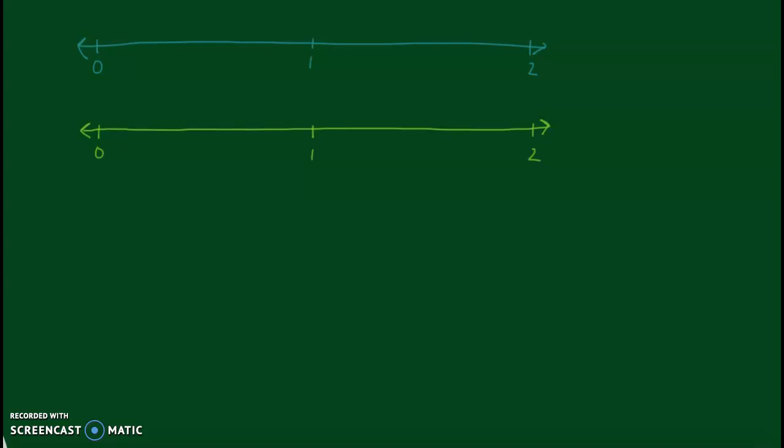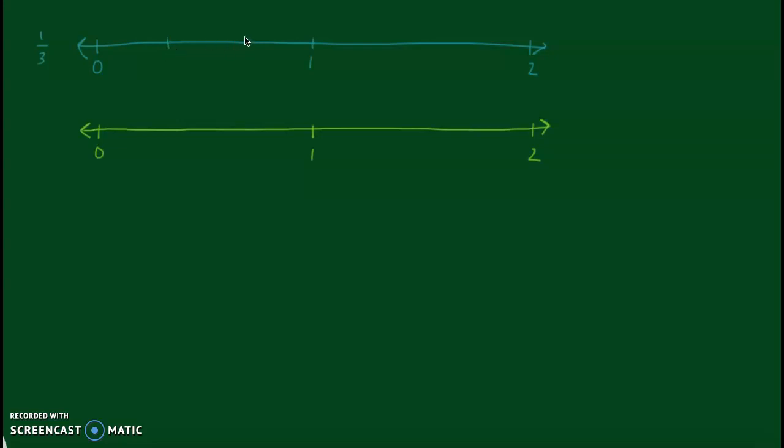This video is going to be reviewing lesson 3.4, which was learning about fractions on a number line. I've got two number lines here, both going from 0 to 2. And the first one, we're going to divide into thirds.